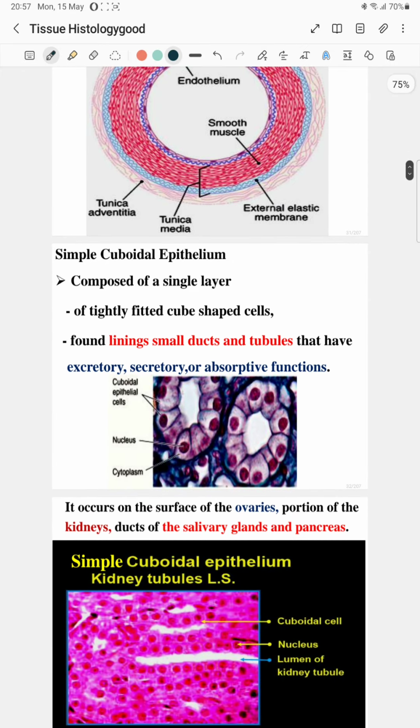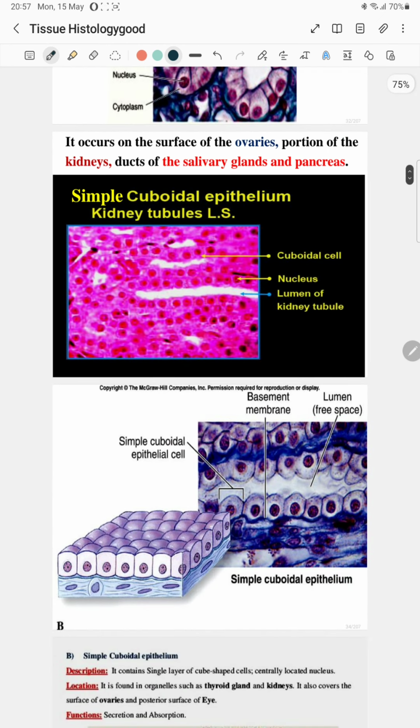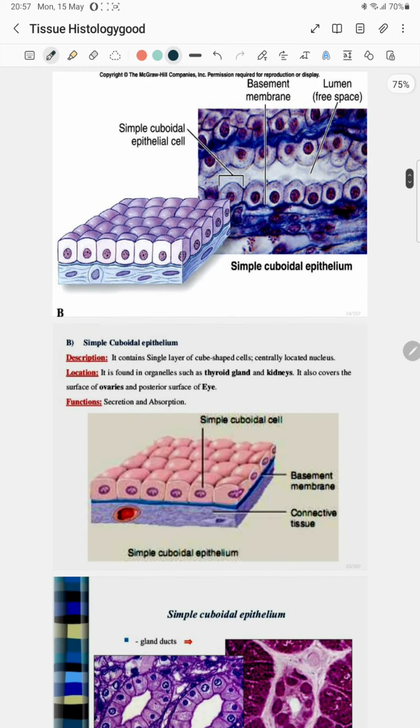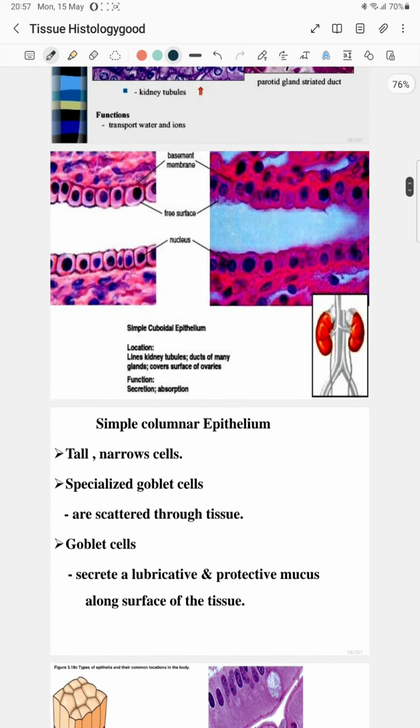Simple cuboidal epithelium, if we come to that, they are very tightly fitted cube-shaped cells found in the inner lining of the small ducts and tubules. Their function is mainly excretory, secretory, and absorptive. Now we have simple cuboidal epithelium. The same things are there. You can see different kinds of shapes. They are so beautiful. I hope this will help you to understand better.